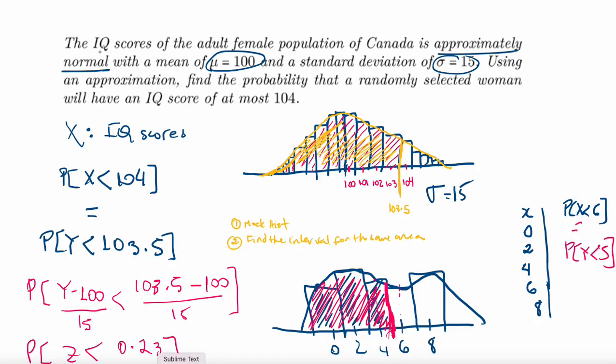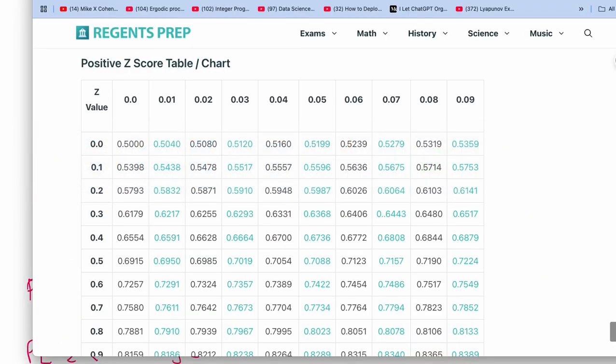Okay. Now you can go to the table and just look. So let me open the table here. 0.23. Go to the row, find the first digit, it's 0.2. Then go to the column, find the second digit, which is 0.03. Cross both column and row. This is 0.5910.